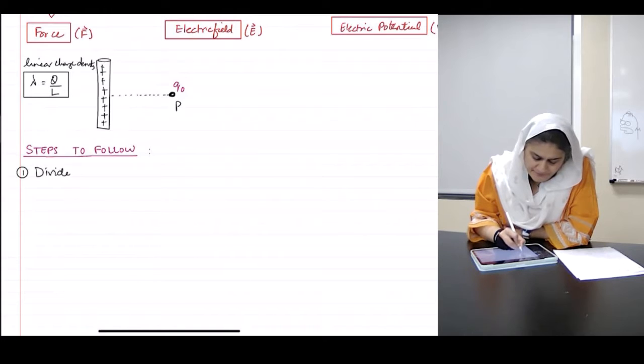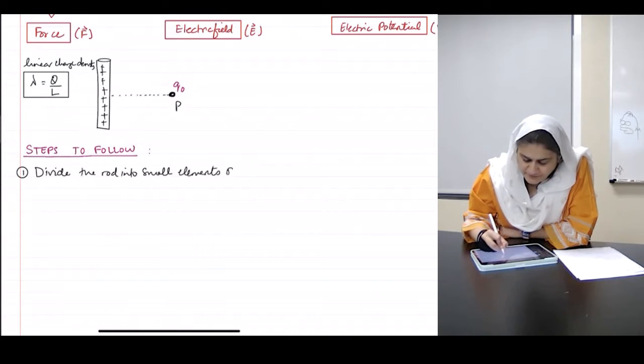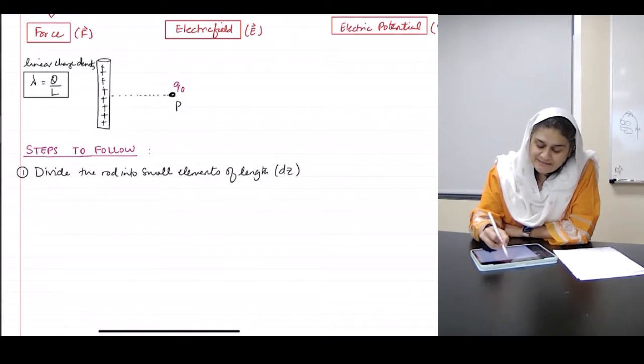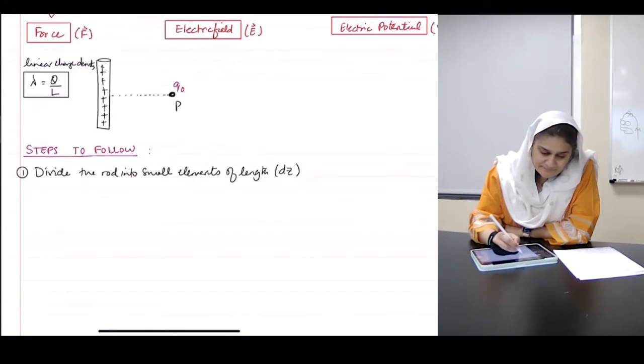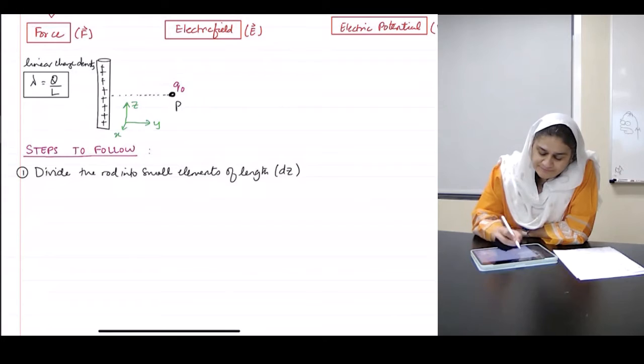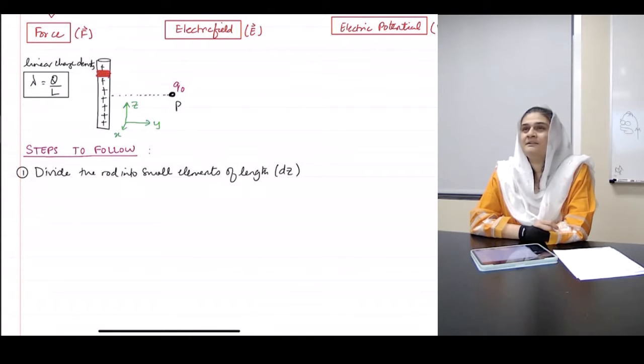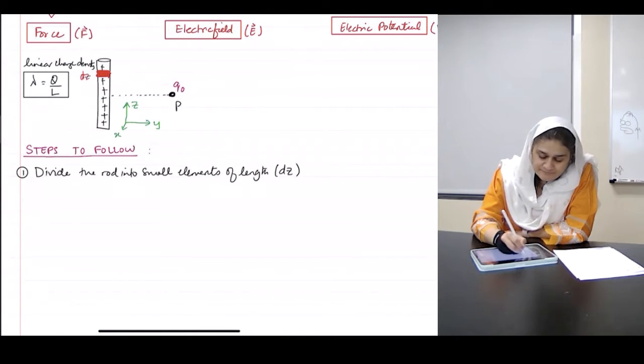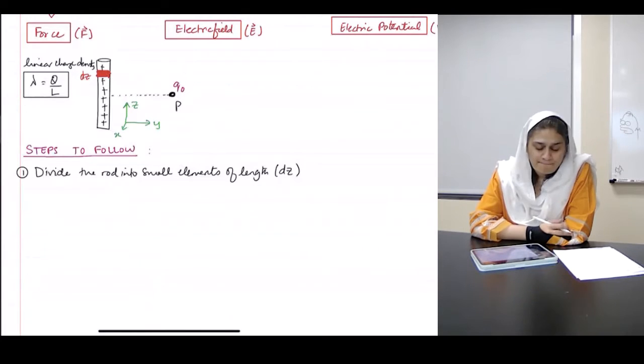Divide the rod into small elements of length dz and define your coordinates as x, y, z. That means I'm defining my small element dz, say here.